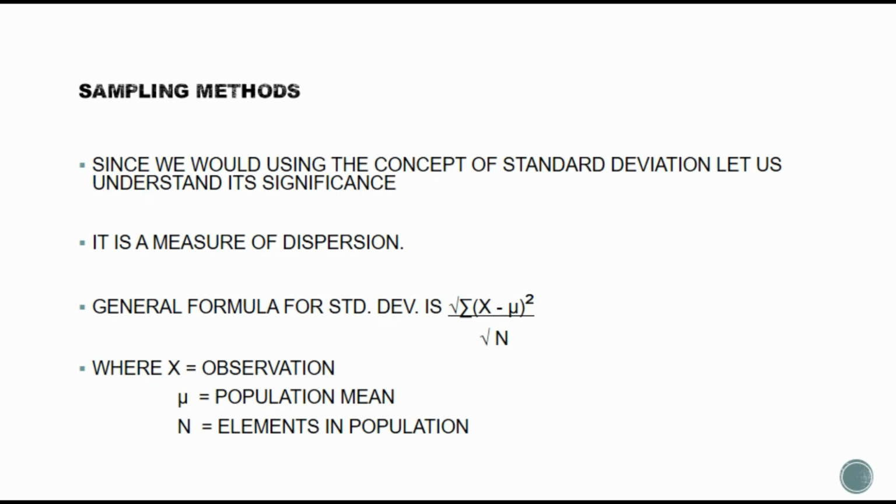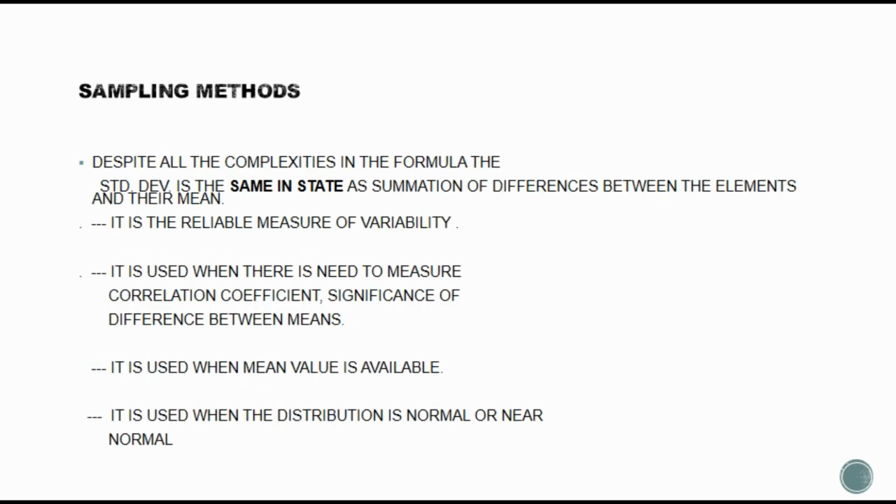Now since we would be using the concept of standard deviation, let us understand its significance. Standard deviation is a measure of dispersion. The general formula of standard deviation is given there, where x is the observation, mu is the population mean, and N is the number of elements in the population. Despite all the complexities in the formula, the standard deviation is in essence the summation of differences between the elements and their mean.